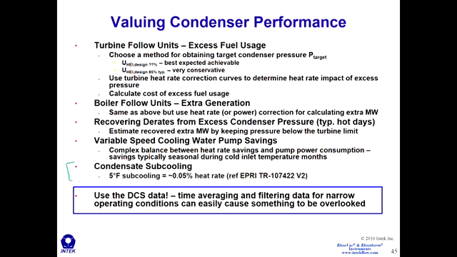And then one last note here about condenser performance is condensate subcooling. Some units operate with a lot of subcooling, and 5 degrees Fahrenheit of subcooling can be a 0.05% heat rate reduction, or actually increase on your heat rate. And there's the reference for this as well.